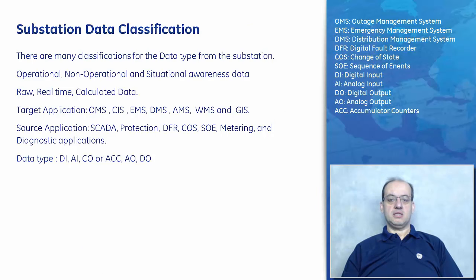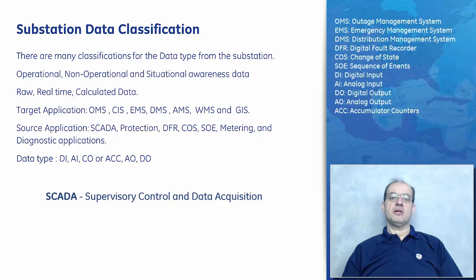Now that we understand that there is data that has to travel from the grid back to the management systems, we really need to understand what kind of data, or how we can classify the data that comes back from the grid back to the management systems. So the first type is the SCADA type, and that could be operational and non-operational and situational awareness data. There is raw real-time calculated data. The target application could be either an outage management system, an energy management system, a distribution management system. And the source application could be coming from a SCADA, from a protection, from a digital fault recorder, a change of state, a sequence of event recorder, metering, and diagnostics applications.